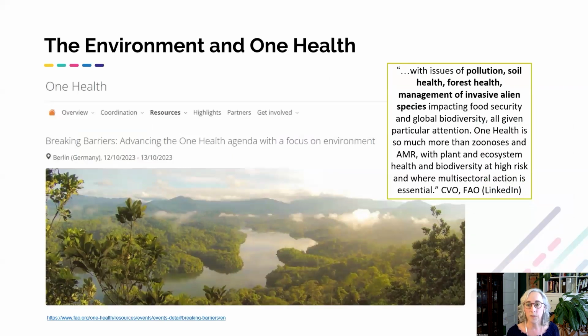The term One Health was often historically focused more on human and animal health, with other terms like ecosystem health or planetary health focusing more on the environmental aspect. But recently, especially with this new OLEP definition, there's been a push to include the environment more into One Health initiatives. An example of this was that the quadripartite held a meeting last year they called Breaking Barriers, Advancing the One Health Agenda with a Focus on the Environment. I found this little blurb on LinkedIn where they talked about issues of pollution, soil health, forest health, management of invasive alien species, impacting food security and global biodiversity. And so basically they were saying that One Health is so much more than zoonoses and AMR, which is what we've traditionally thought of it as.